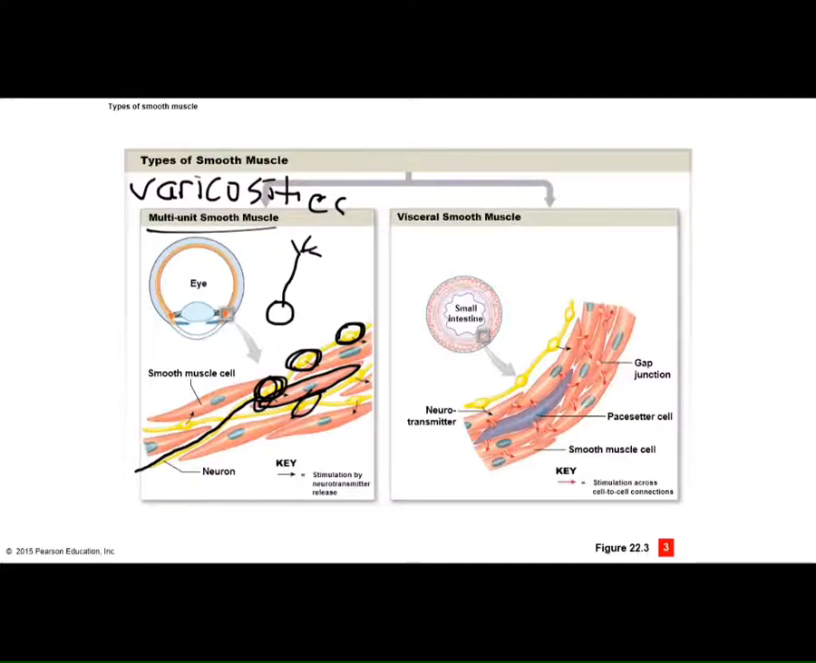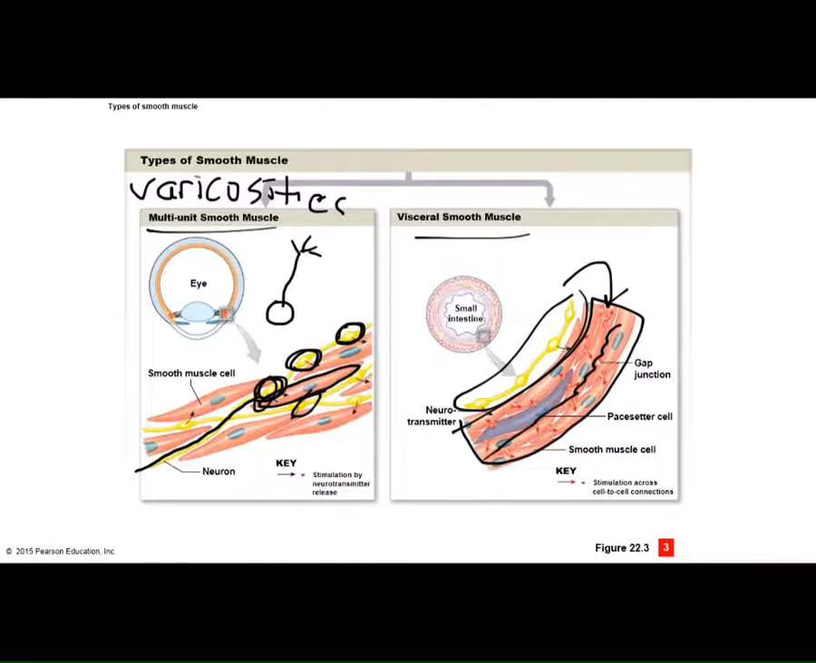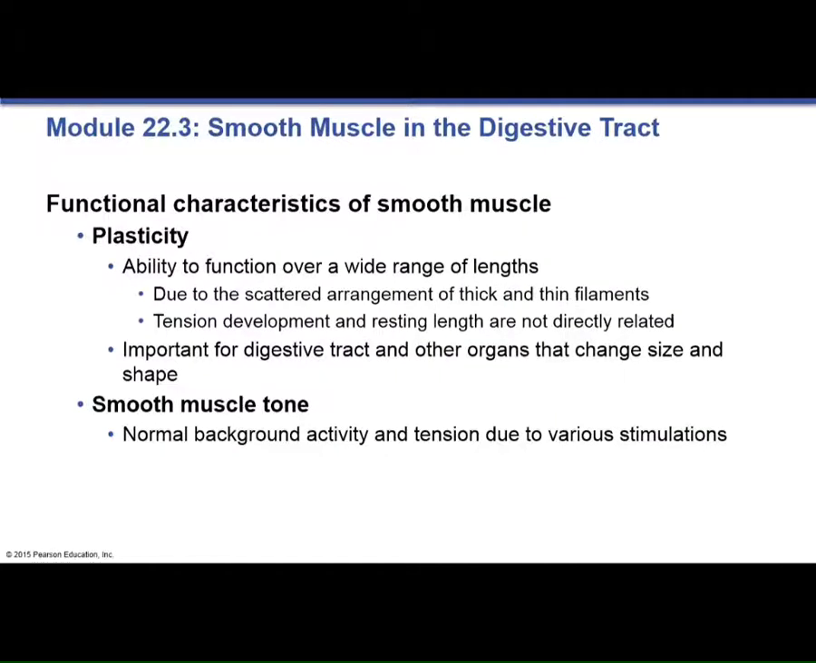Most of the gut is going to have visceral smooth muscle. And what we see now is that all of these smooth muscles do not have direct connection with the neuron. Instead, it's nearby. And when one cell is stimulated, all of the cells are rapidly stimulated because there are gap junctions. And these, again, are electrical synapses. So just like when you think about the heart and the electrical synapses going through intercalated discs, it's the same sort of idea with smooth muscle of the gut.